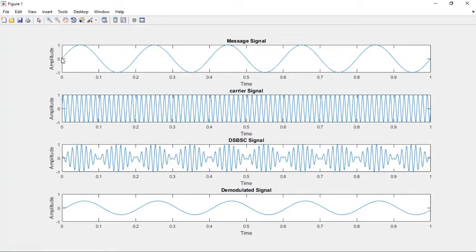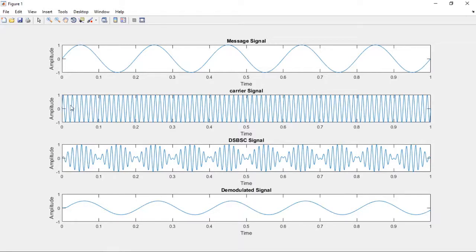We have taken message signal m(t) equal to Am sine 2 pi fm t. So it is a sine wave. It need not be sine. You can also take a cosine wave. This is a low frequency message signal, and this is a carrier signal, amplitude versus time. Carrier is a high frequency signal, and this message signal is multiplied by the carrier signal.